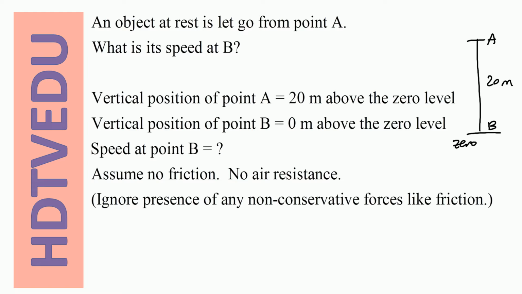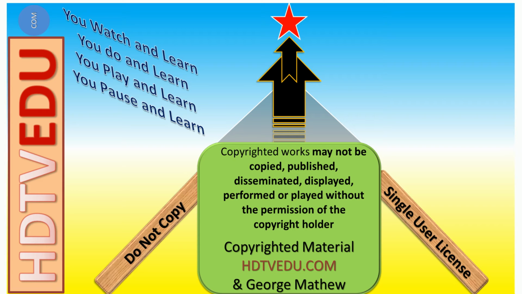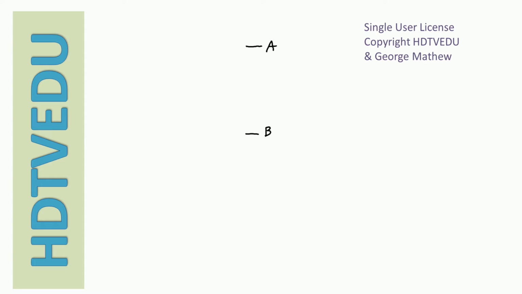So you have no friction, no air resistance. Ignore the presence of any non-conservative forces like friction. As it travels from point A to point B, it increases its speed. Kinetic energy increases, but what goes down? Potential energy. So you say total energy at A equals total energy at B.